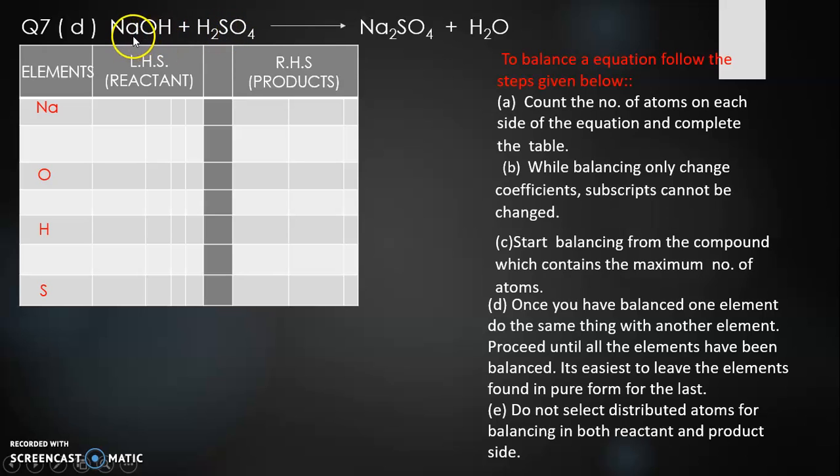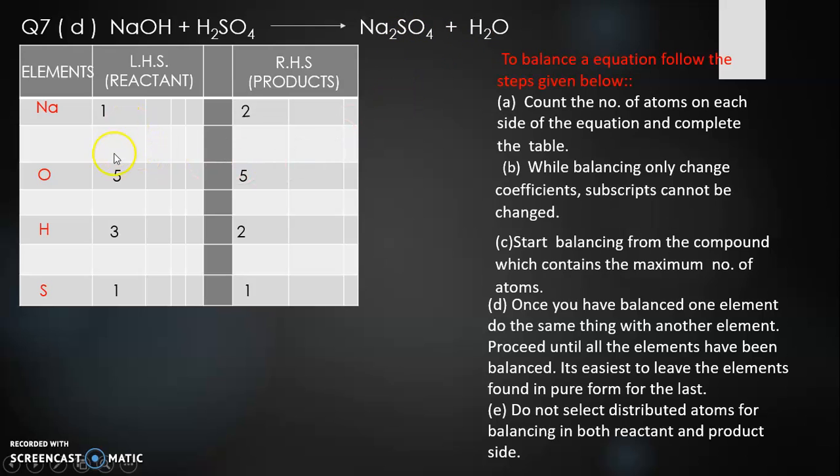Now let's count. Sodium 1, oxygen 1 plus 4, 5, hydrogen 1 plus 2, 3, and sulfur 1. Now let's go to the product side. Sodium 2, oxygen 4 plus 1, 5, hydrogen 2, and sulfur 1.